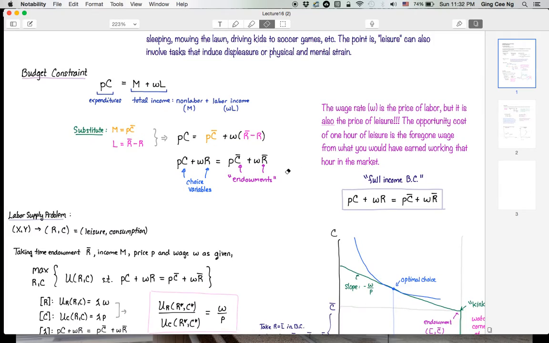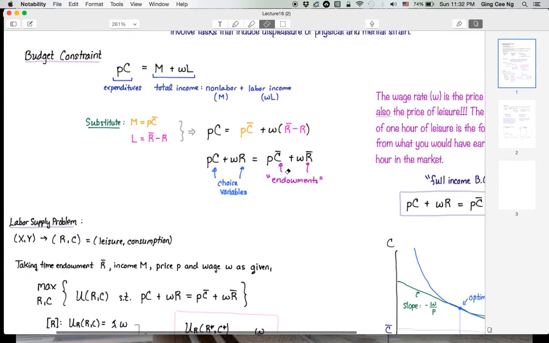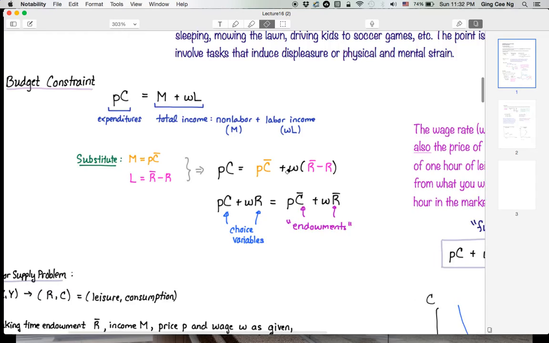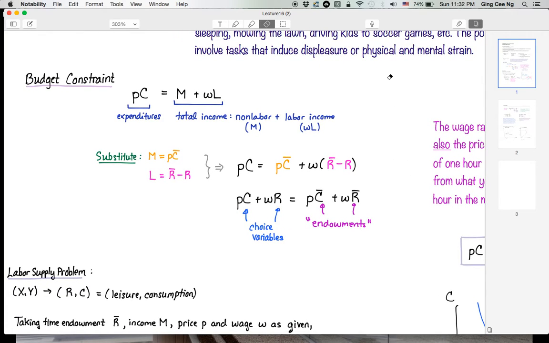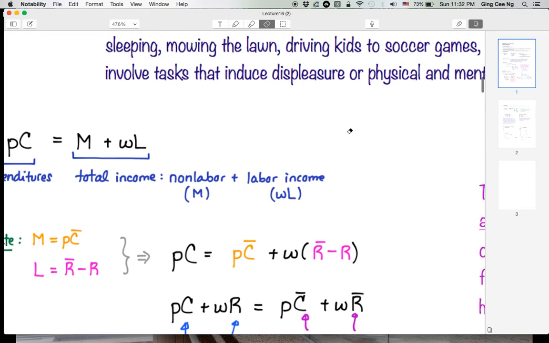So we're going to now need to write down a new budget constraint. The budget constraint is going to have to incorporate this element of time. So first, let me just motivate the budget constraint by focusing on this thing here.